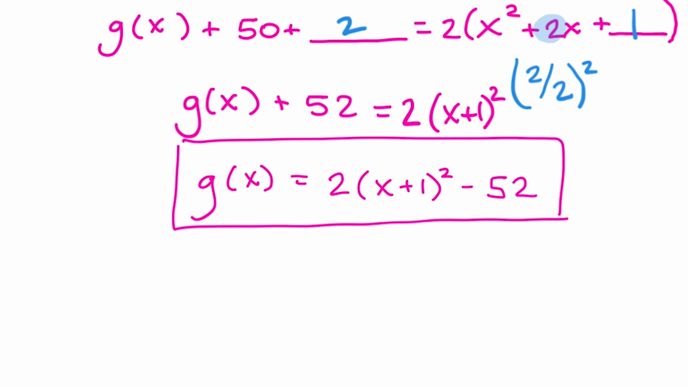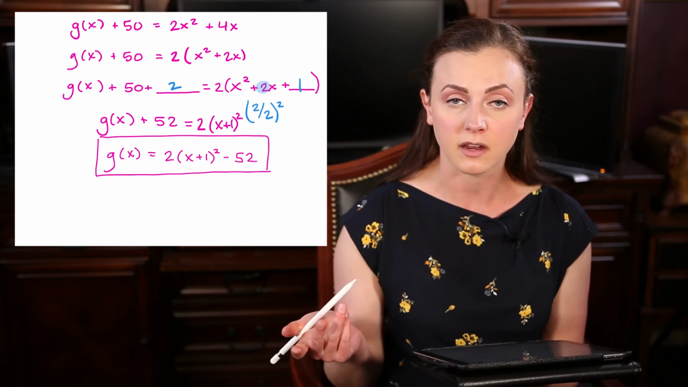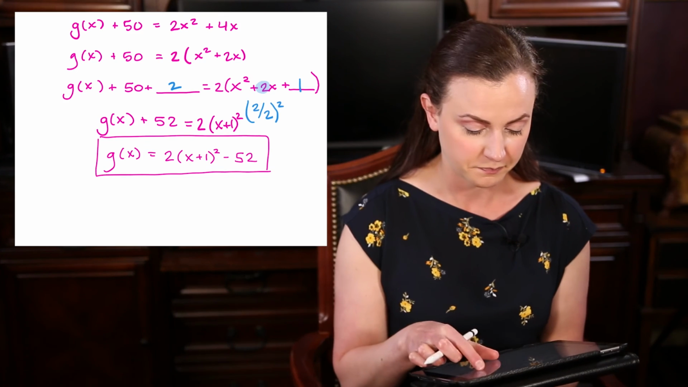And again, you can set y, or g of x, equal to 0 if you're solving for x, and then we get our vertex from the inside and this number here. We would go left 1 and down 52. Okay, so we're just going to do one more example with a leading coefficient other than 1.